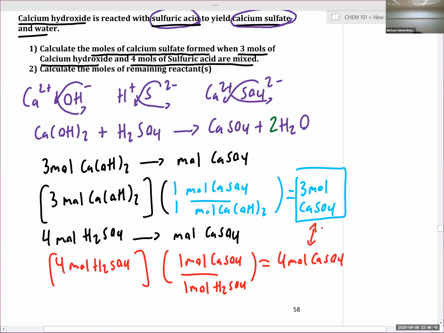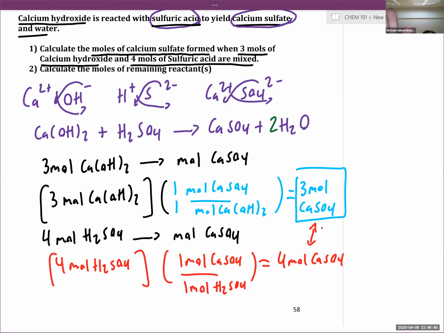And I'd like you to type in chat which reactant produces the least amount of product. Which reactant is limiting? Which reactant makes the least amount of product? Don't be shy to type in chat. Just compare the amount of product produced. Which one makes the least amount of product? Calcium hydroxide or sulfuric acid?